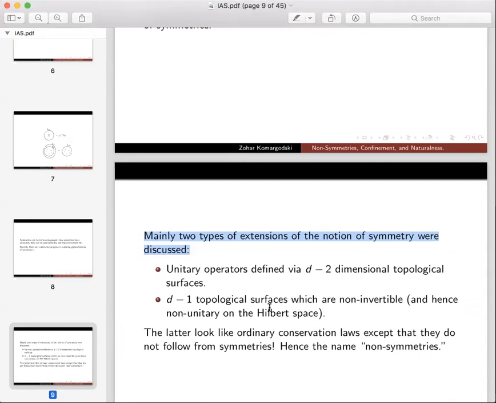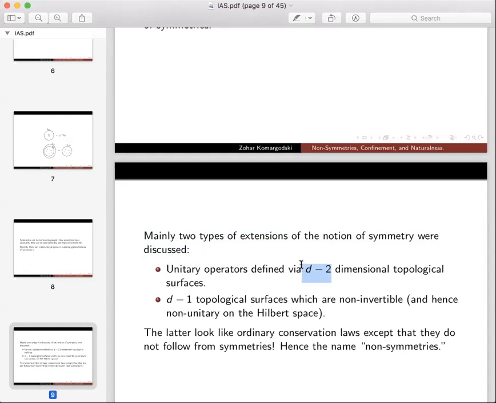Okay, so I'll continue. There are two types of generalizations that were discussed in the literature. One is when your unitary operators are not associated to a codimension 1 surface. Rather, they're associated to a codimension 2 surface. So they depend on a d-2 dimensional space; you are integrating over a d-2 dimensional space, rather than a d-1 dimensional space.